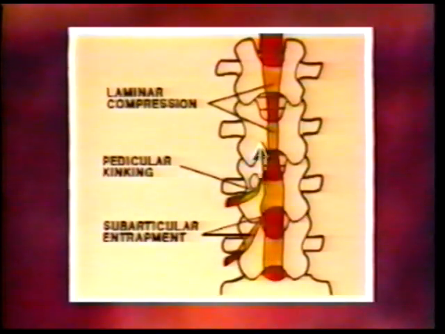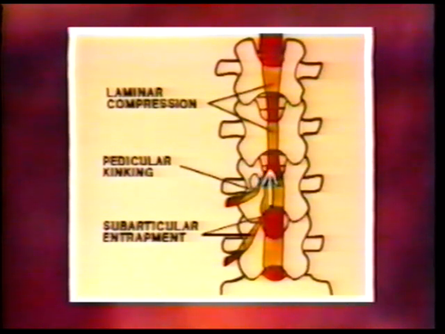A variety of types of stenosis can occur based on the anatomic changes that occur in the spine. If you have laminar compression, you will see a generalized narrowing of the dural tube. This is fairly commonly seen in congenital stenosis. It's interesting, in fact, that if you relieve the bony stenosis in congenital stenosis, the dural stenosis will remain relatively unchanged.